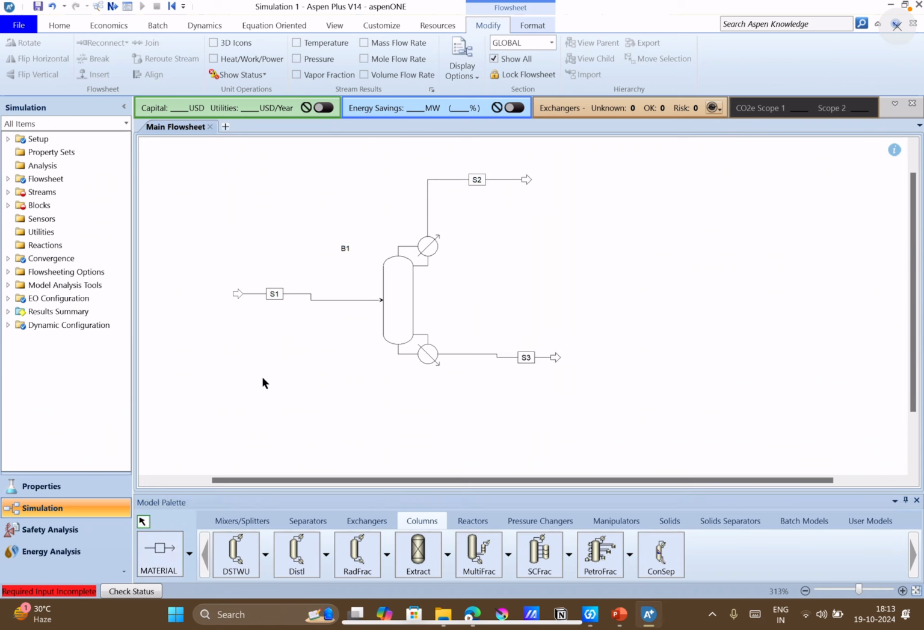Let's rename them. So this is our feed, distillate, bottom, and this will be RadFrac column.